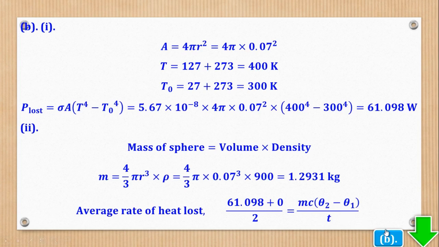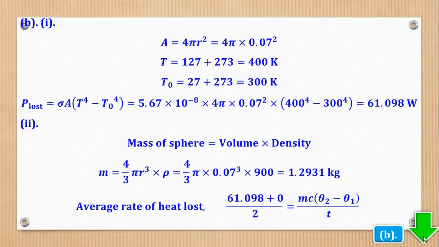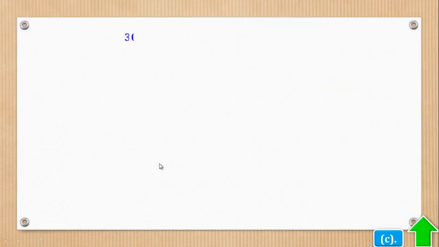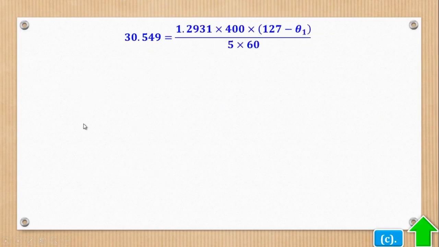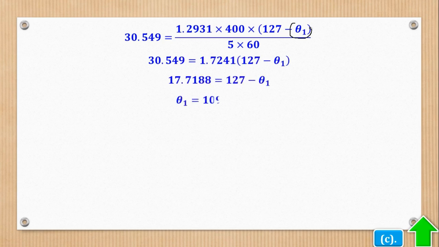So now we have to substitute for m and the temperatures. So when I substitute, I'll come up with that. So this is the only unknown, so my aim is to make it the subject. When I make it the subject, theta 1 will be equal to this degrees Celsius. So now I shall go to part C.